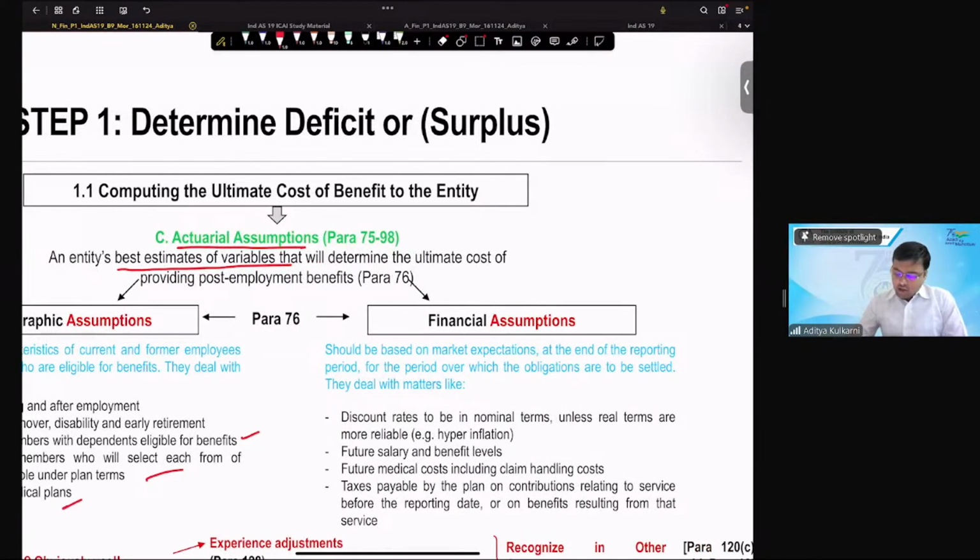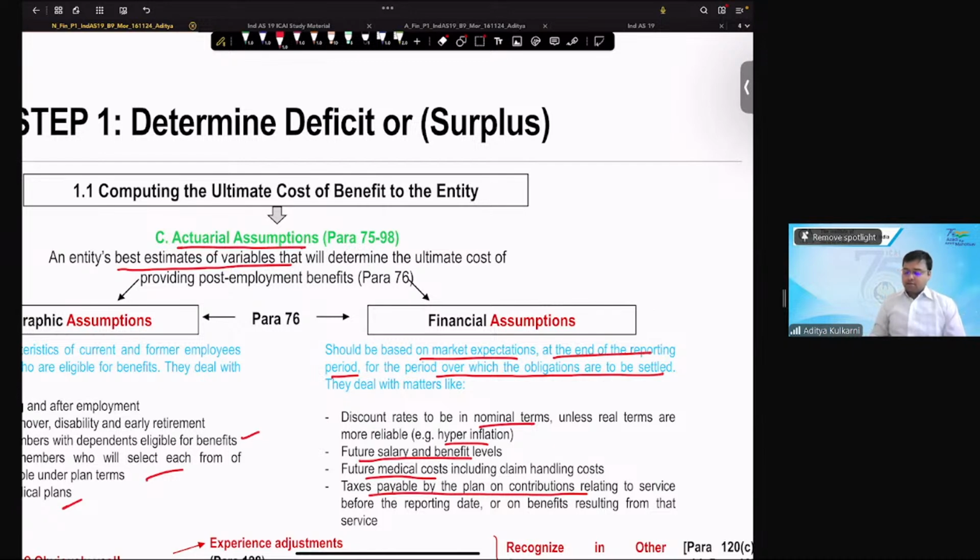Financial assumptions are to be based on market expectations at the end of the reporting period for the period over which the obligations are to be settled. They deal with matters like discount rates in nominal terms, unless real terms are more reliable, example hyperinflation, future salary and benefit levels, future medical costs, taxes payable on contributions relating to service before the reporting date or on benefits resulting from that service. Are you able to understand? So basically, these are your financial assumptions.